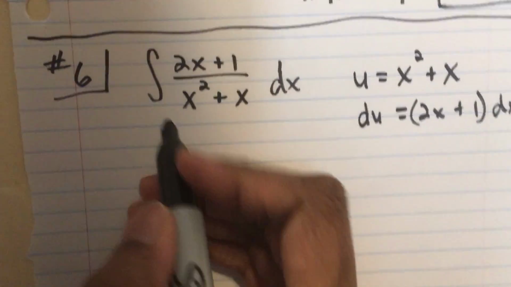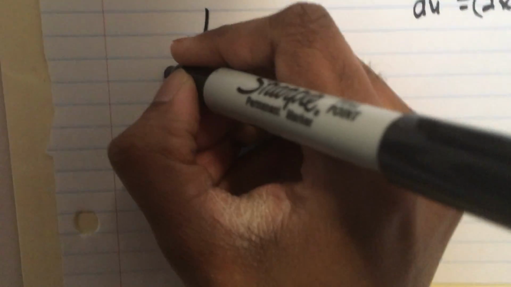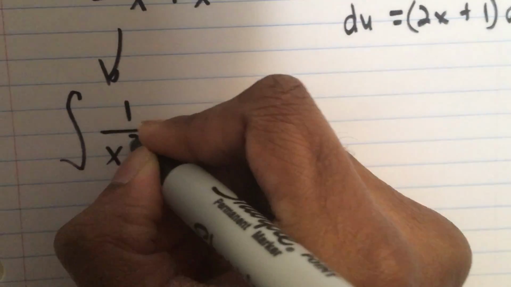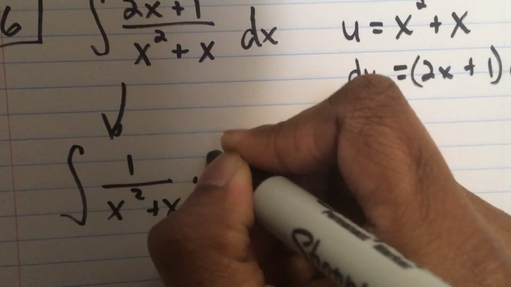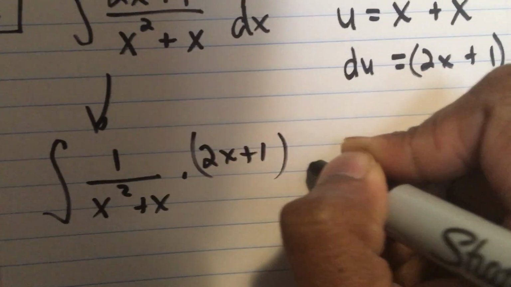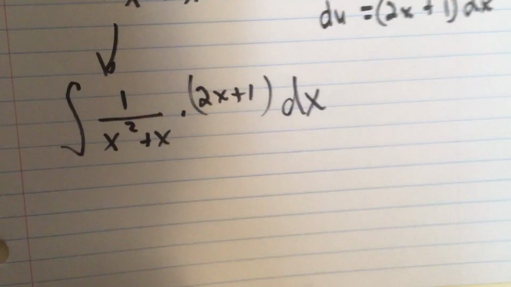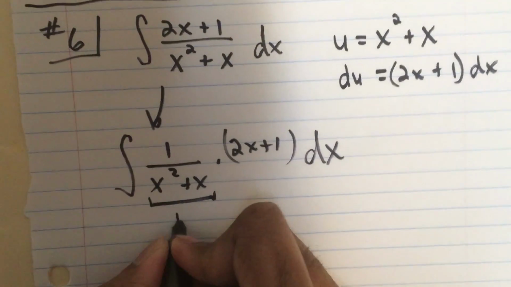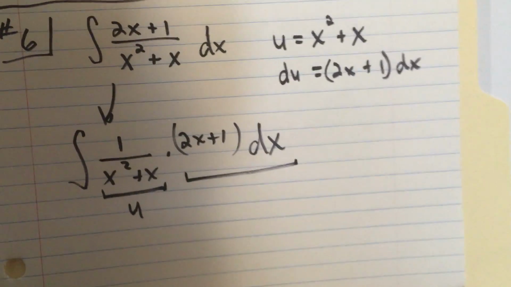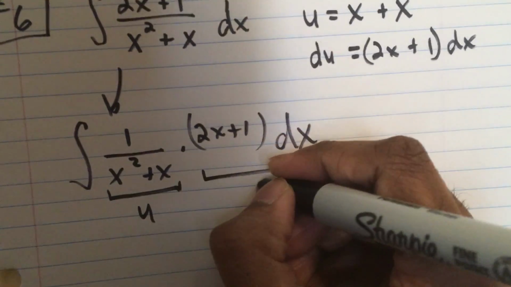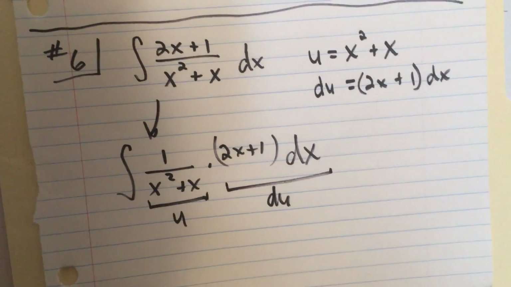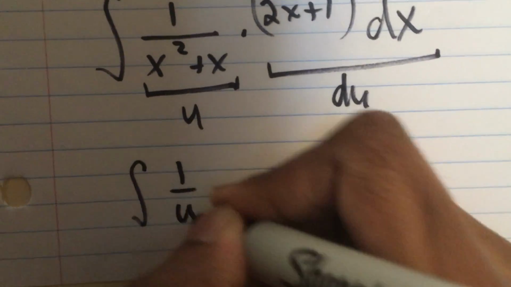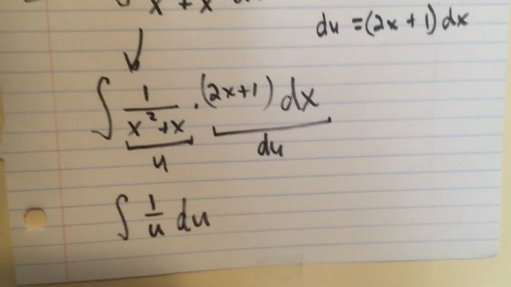I am going to rewrite my integral, so I have 1 over x squared plus x times 2x plus 1 dx. Notice that my x squared plus x is u, and 2x plus 1 times dx is just du. I can rewrite this integral in terms of u, so 1 over u du.